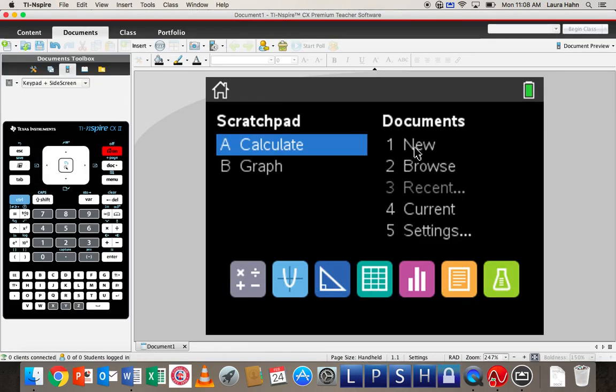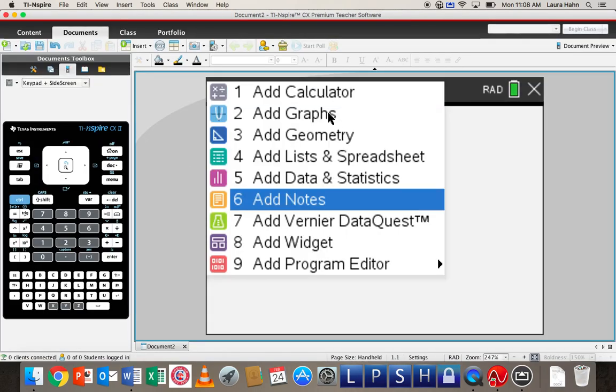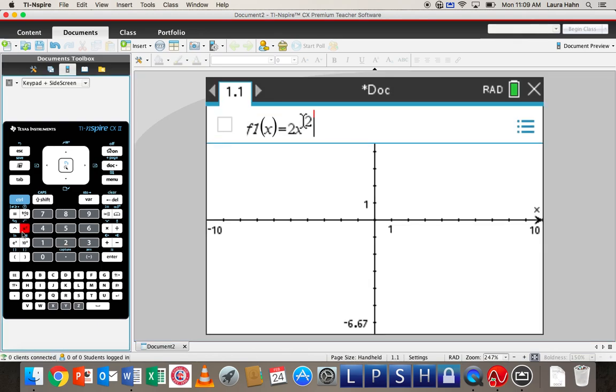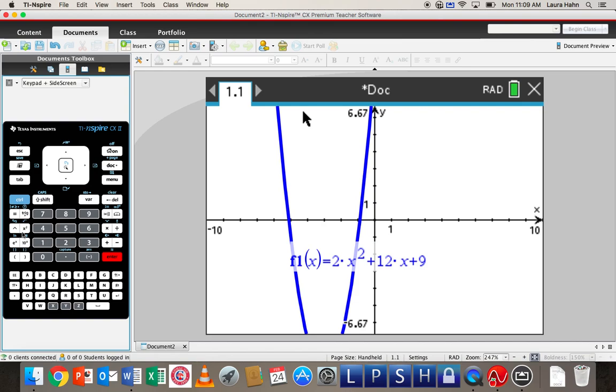So I'm going to add a graph page. And I am typing in 2x squared plus 12x plus 9. Okay, the first thing on your page of notes, it asks for the vertex, guys. Your vertex is either your highest or your lowest point. So you see my U shape right here. I can't really see it, but I know the point of it would be down here somewhere.